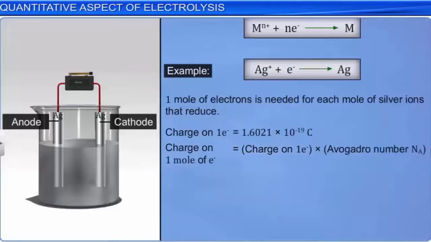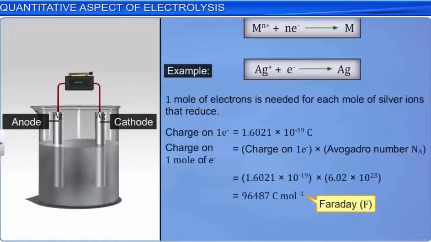This can be written as the product of 1.6021 multiplied by 10 raised to the power of minus 19 and 6.02 multiplied by 10 raised to the power of 23. Therefore, the charge on 1 mole of electrons is equal to 96,487 coulombs per mole. This quantity of electricity is called Faraday, which is symbolized by capital F. Sometimes, this is rounded off to 96,500 coulombs per mole of electrons.